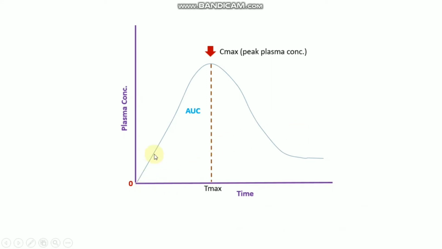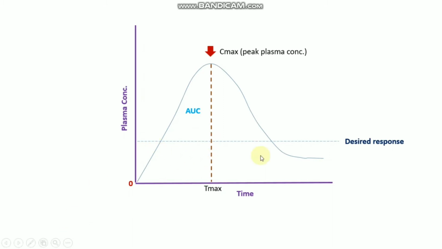And this curve is known as the AUC, or area under the curve. So actually AUC stands for area under the curve, and it represents the total exposure of the drug. So you see this total curve is represented by the AUC, and it also describes the total drug concentration over time.